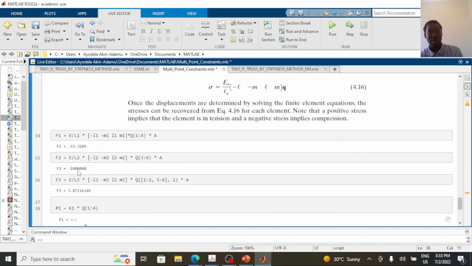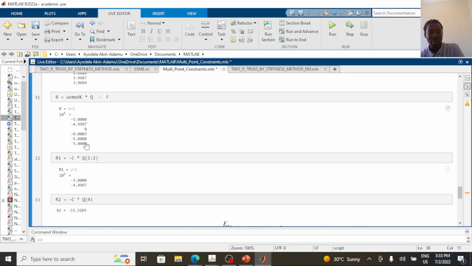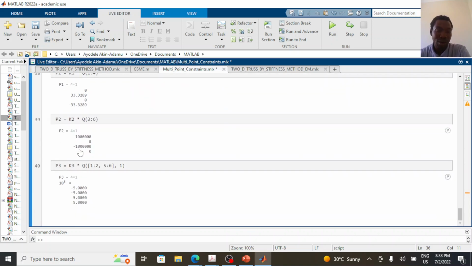So I showed 2 methods for actually computing reaction component and also the axial force component for truss problem using the finite element procedure. So this is how this is done. This is our truss problem as solved using the finite element procedure by applying the MATLAB tool.